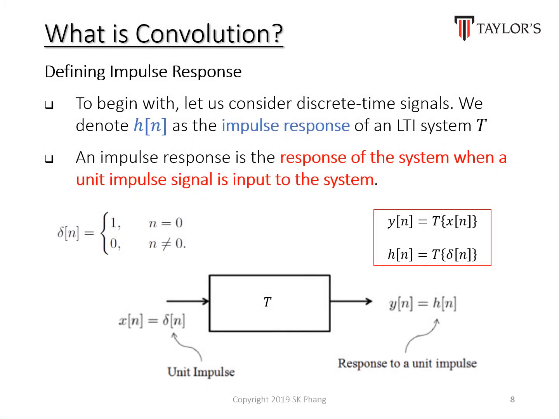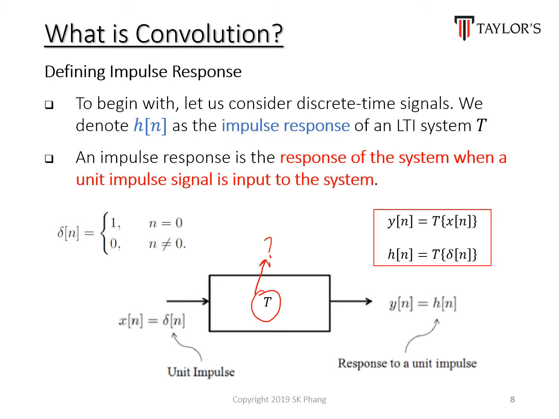Alright, next let us look at systems. So if you look at these systems over here, the system, we call it system T. Sometimes we wonder, how are we going to call this system, or how are we going to define these systems? Are there any mathematical representations that we can refer these systems to?